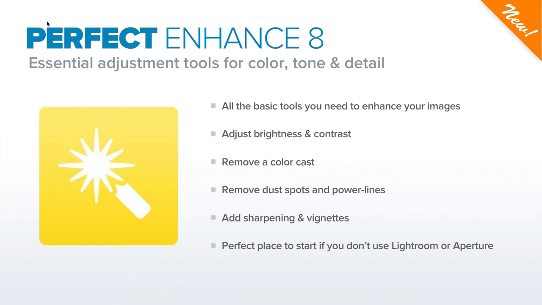The next module we want to talk about is Perfect Enhance. Perfect Enhance kind of works hand in hand with the browser. It's a new tool that gives you everything you need to make your image look better. So it's things like adjusting brightness and contrast, removing a color cast. There's a brand new tool called the Perfect Eraser, which we'll talk about, for removing objects and distractions. And it also gives you the basic tools for sharpening and vignette, as well as some of the other basic tools for retouching and cropping your image. Now, it's a perfect place to start on your image if you don't use Lightroom or Aperture.